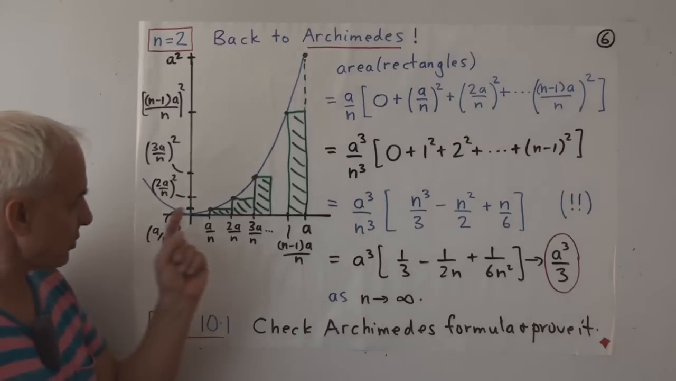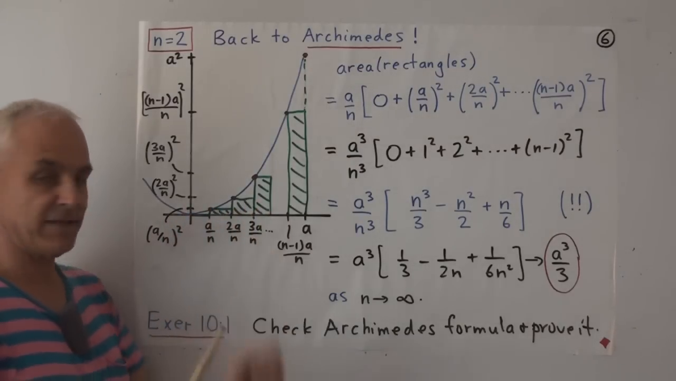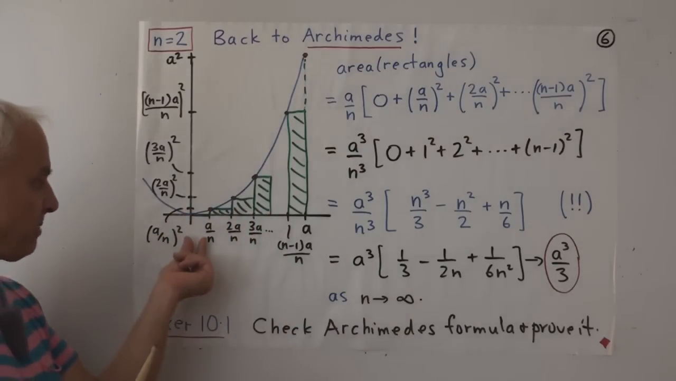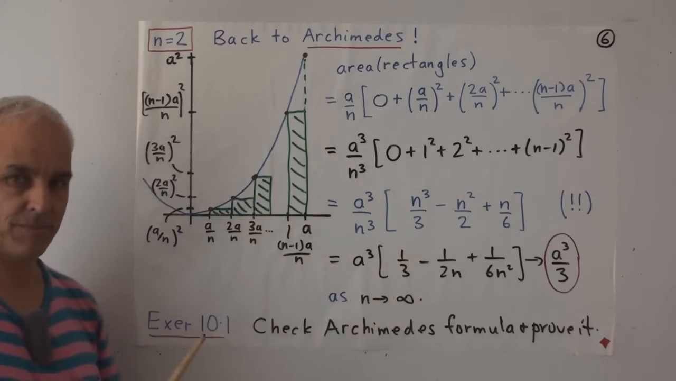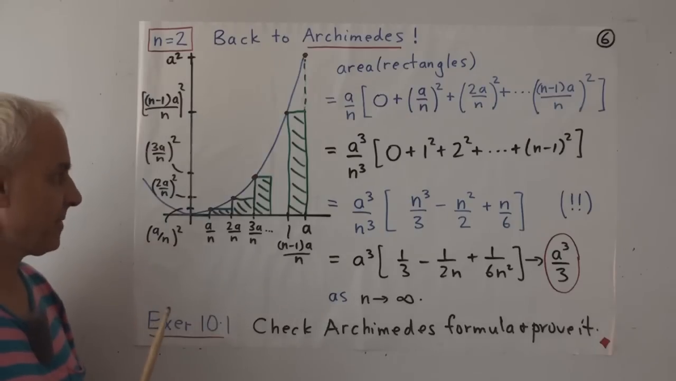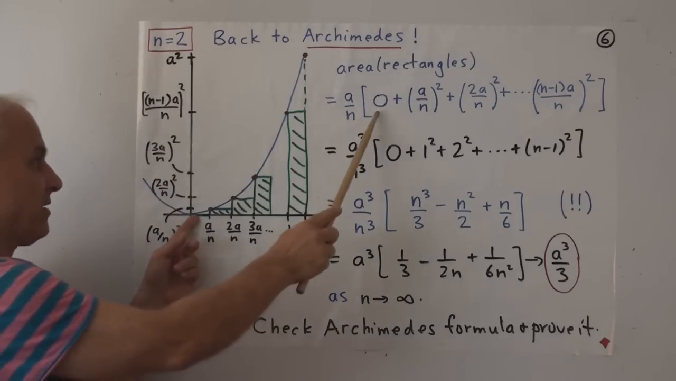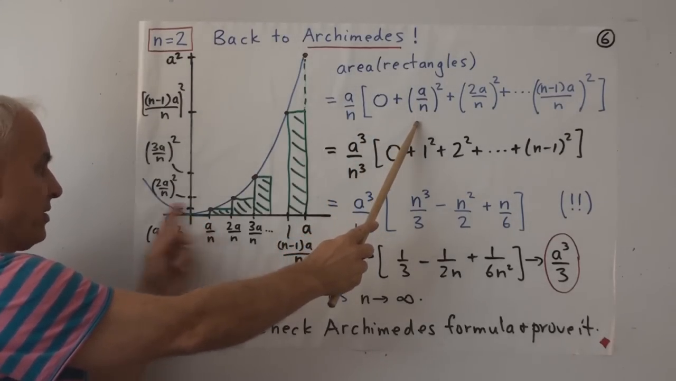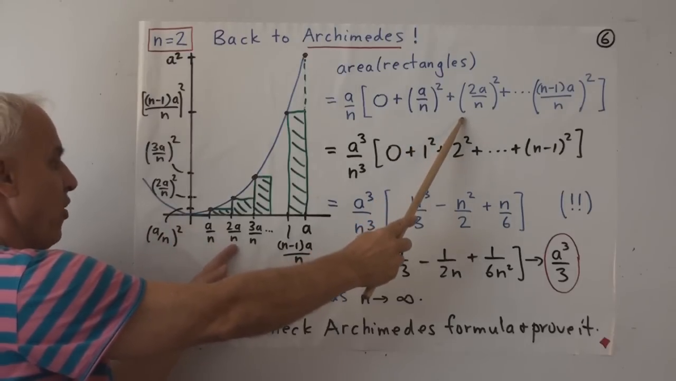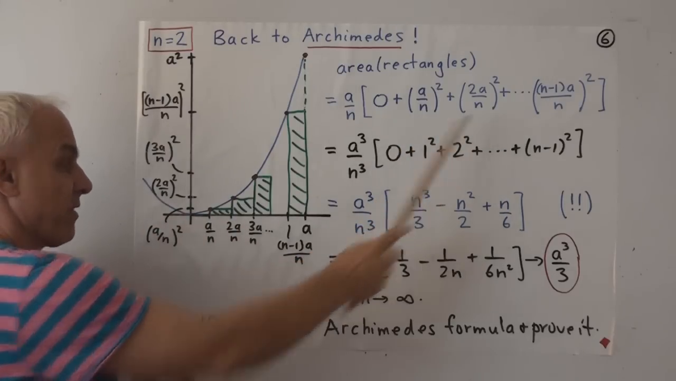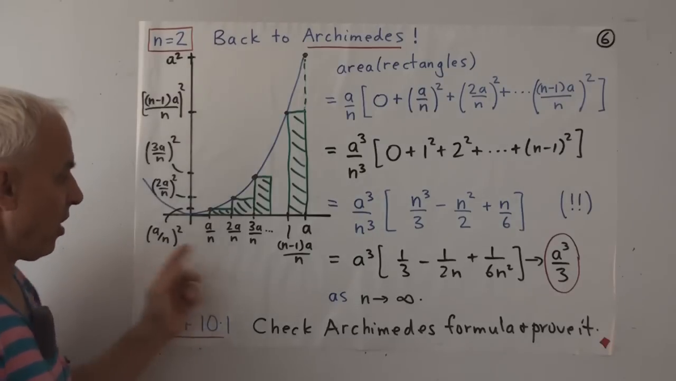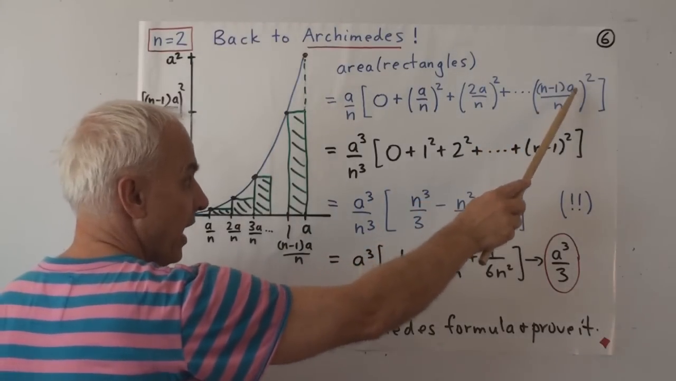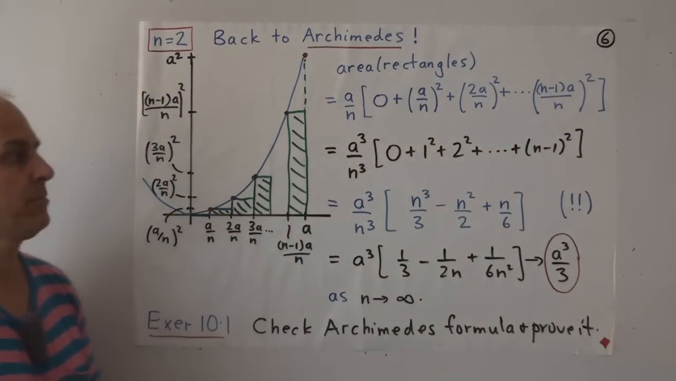All right, so what we're going to do is we're going to add up the areas of these rectangles. There are n rectangles. Each of them has base a over n. What are their various heights? Well, the first height is 0. The next height is a over n squared, and then 2a over n squared, and then 3a over n squared, all the way up to the last one whose height is n minus 1 a over n squared.